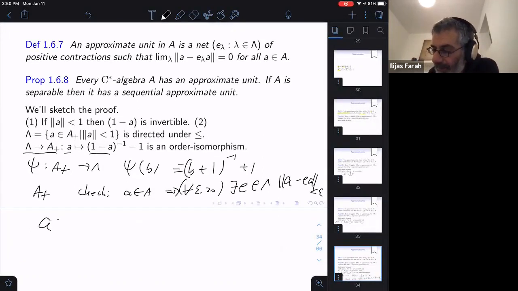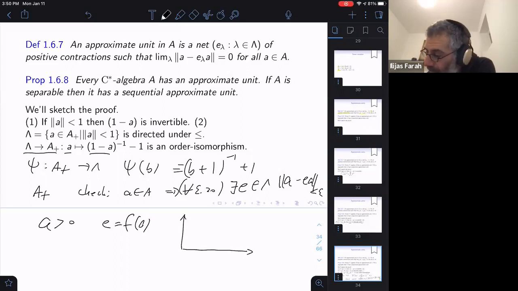So if A is greater than zero, then you can use continuous functional calculus to construct E. So what is E? Well, it will be just F of A. And what is F? I'll just draw the graph of the function. It is zero at zero, at epsilon it is one, and it just stays one forever. And it's zero in the negative part. So if you multiply A by this, you get something that is within A.